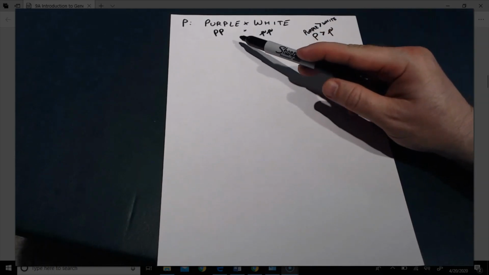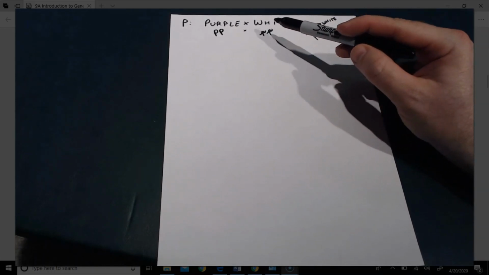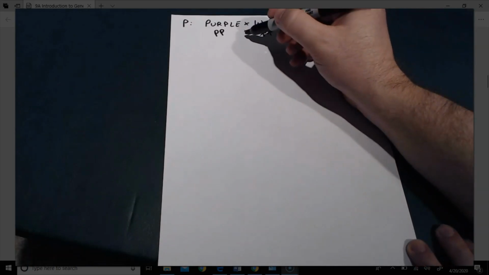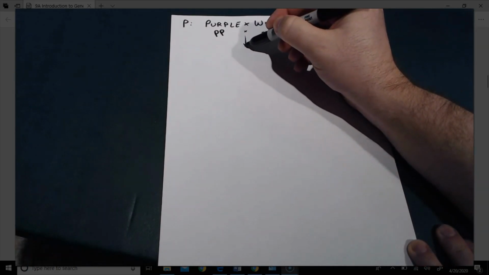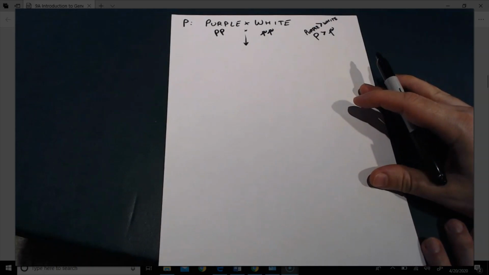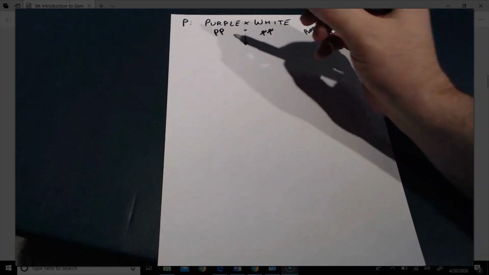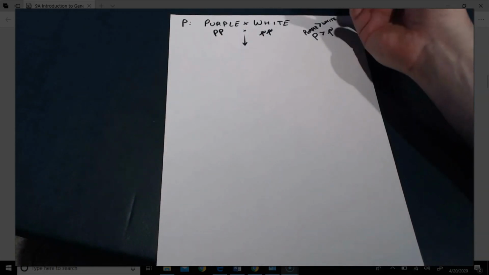So that's actually our cross now. These are our alleles here: purple, purple, and white, white. What we're looking to get here is our F1 generation. So this is the cross that we set up. Now what you really want to think about is, what could this plant right here, let's just give a sex to these plants.